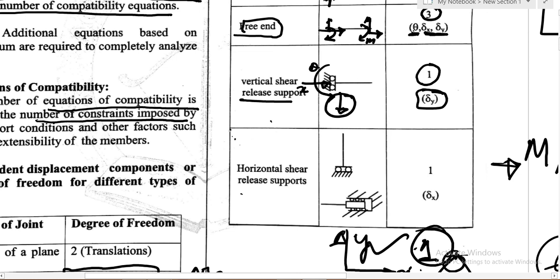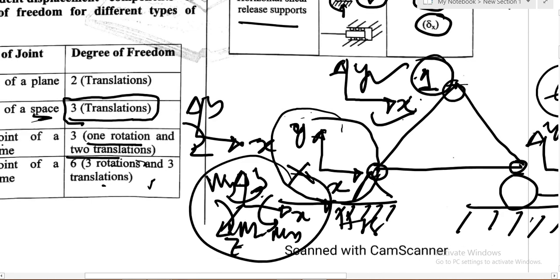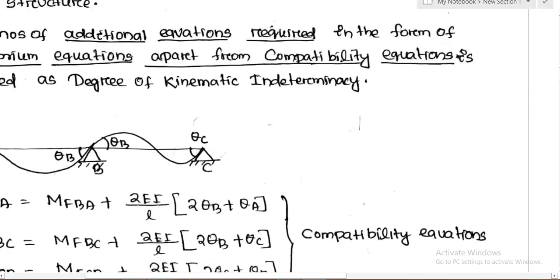Now the horizontal shear release support. What does horizontal shear release support mean? Here it is only possible to move in the x direction, because a vertical reaction will be developed so it cannot move in the vertical direction, and one moment will be developed, so the angular deformation is restricted in the case of horizontal shear release support. So there is only 1 degree of freedom, in the x direction. Okay, I hope it is clear to you now. So now let's proceed to the next part.